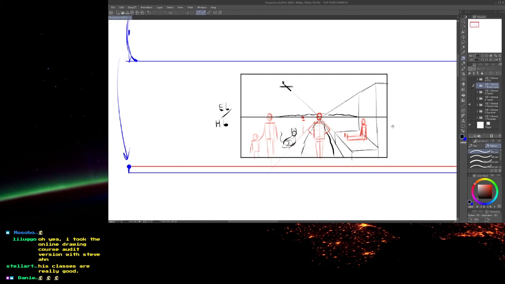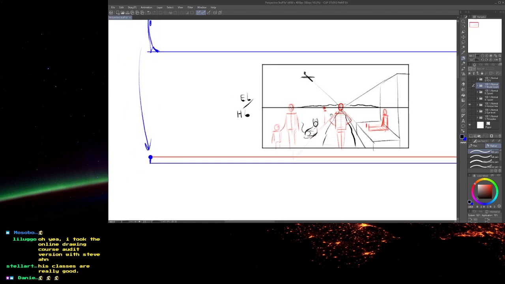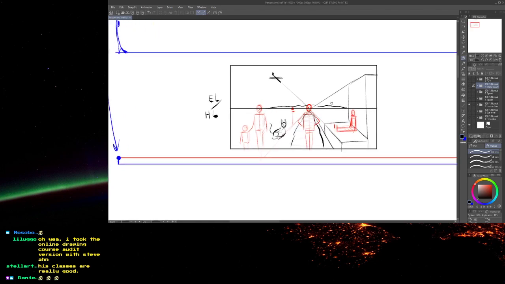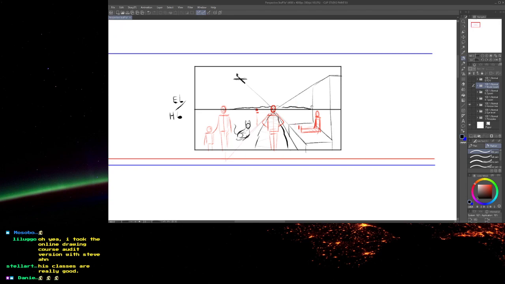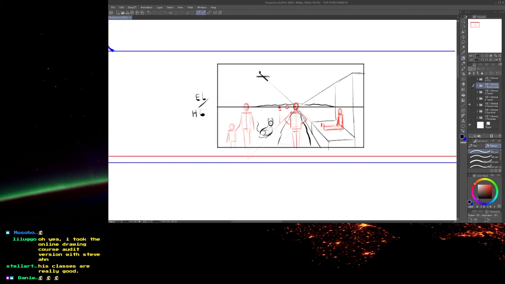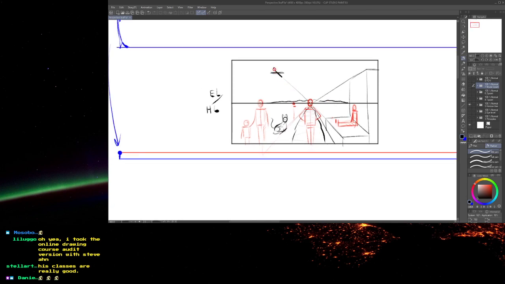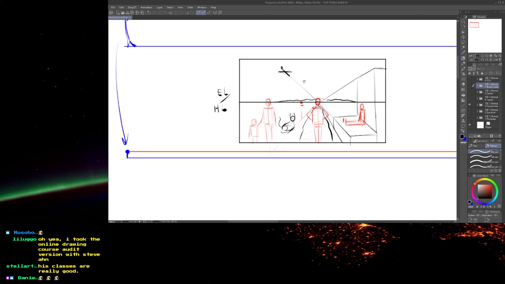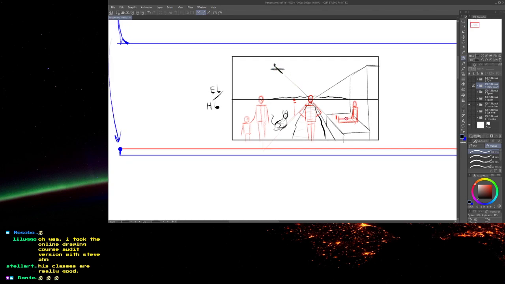So you get something like this, where things that are really, really far away that are still above you, like these mountains, are going to still appear above the horizon line, even though they're way back in the background. This plane that's up here is going to appear above you, and you're going to see the underside of it. This thing that is down below you is going to appear down below here. This guy leaning against here that's below you is going to appear there.